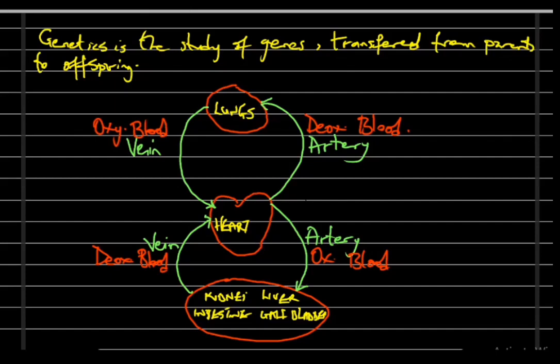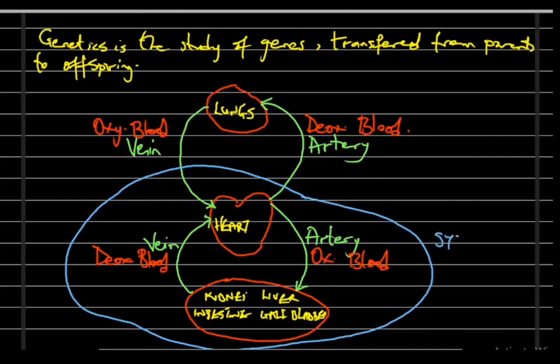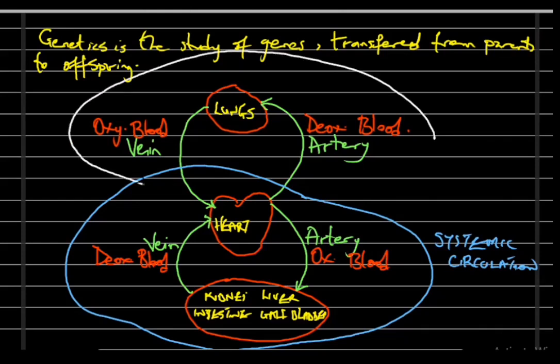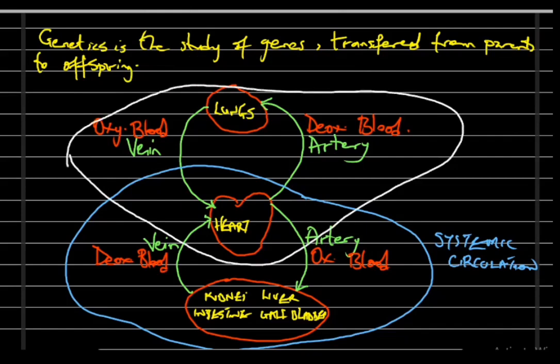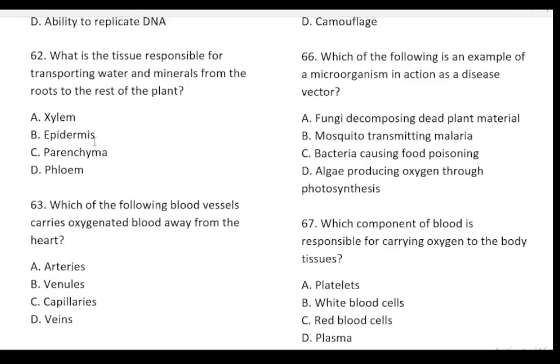So here, the system between the heart and organs of the body is what we refer to as the systemic circulation. Well, the one that encompasses the lungs and the heart only, that cuts across the lungs and the heart, is what we refer to as the pulmonary circulation. So that is it. Vessels that carry blood away from the heart are called arteries. So this question is asking, which of the following blood vessels carries oxygenated blood away from the heart? It is the artery, that is option A.